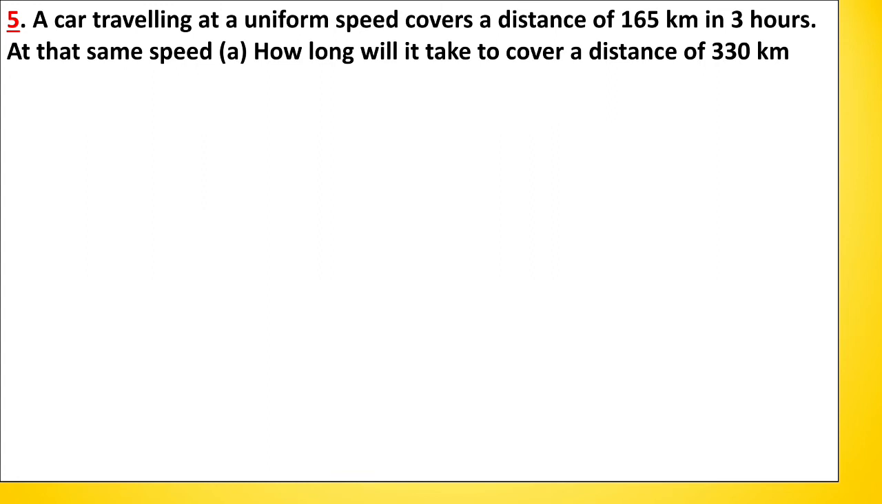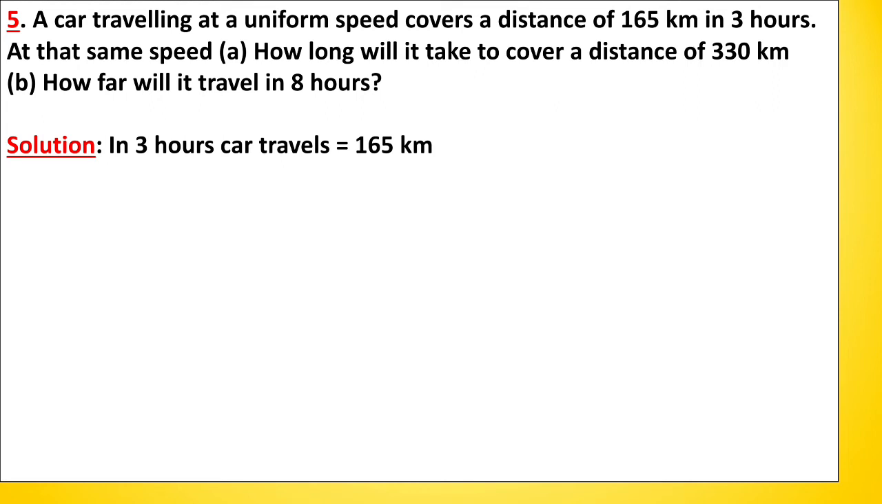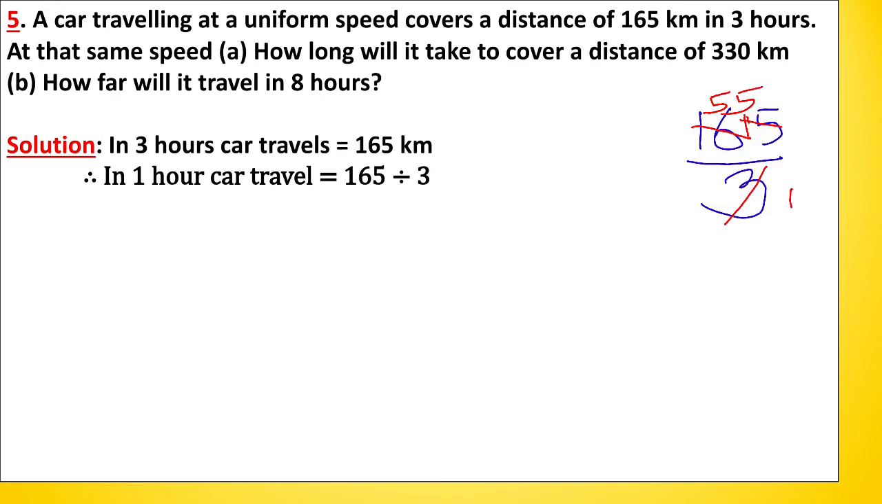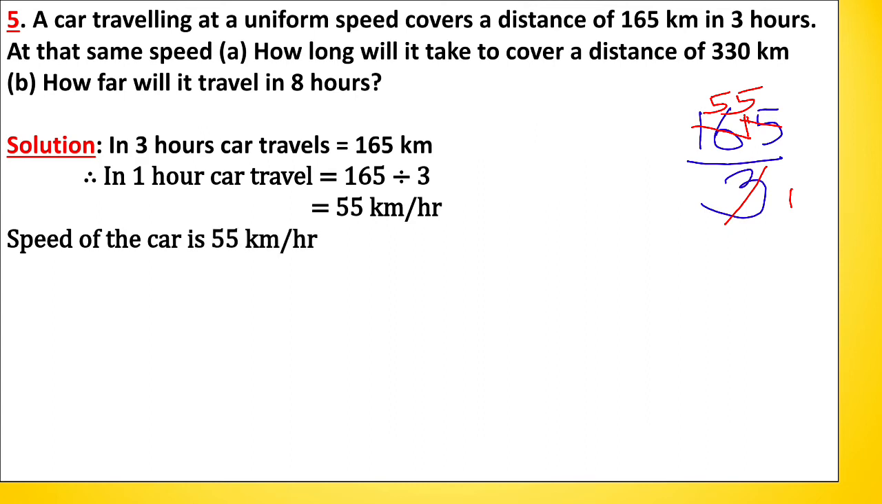Now we will see question number 5. A car traveling at a uniform speed covers a distance of 165 km in 3 hours. At that same speed, how long will it take to cover a distance of 330 km? Second, we have to find how far it will travel in 8 hours. Solution. In 3 hours, the car travels how many kilometers? 165 km. So first of all we will find how much the car travels in 1 hour. So 165 divided by 3. So here we get 55 km. In 1 hour a car travels 55 km.